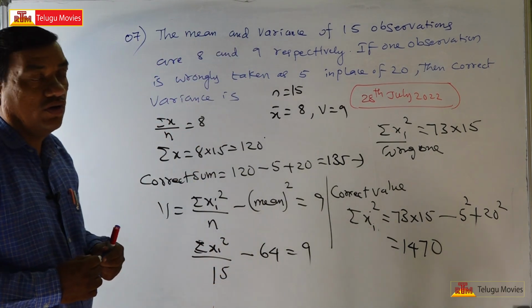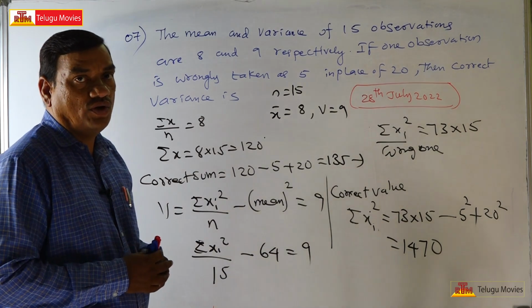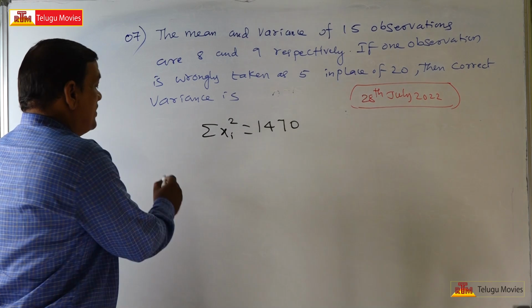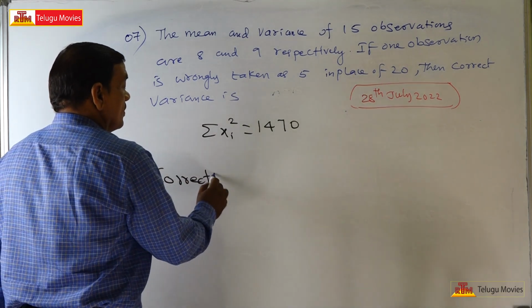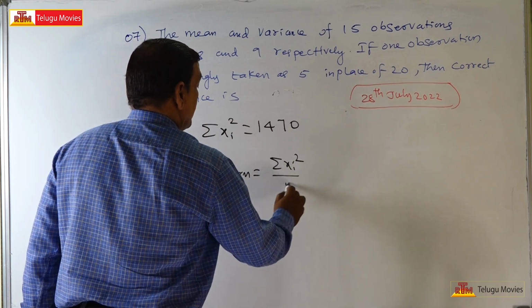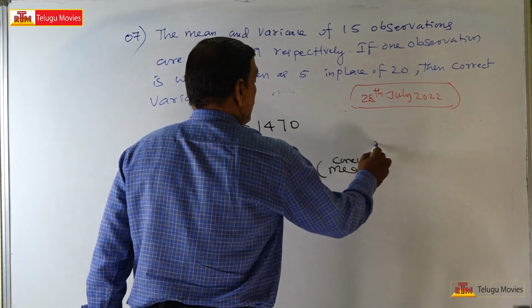Okay, now we will calculate the correct variance. So let us continue the solution. Welcome back to the remaining problem. What is the correct variance? Correct variance is equal to sigma xi square by n minus the correct mean whole square.